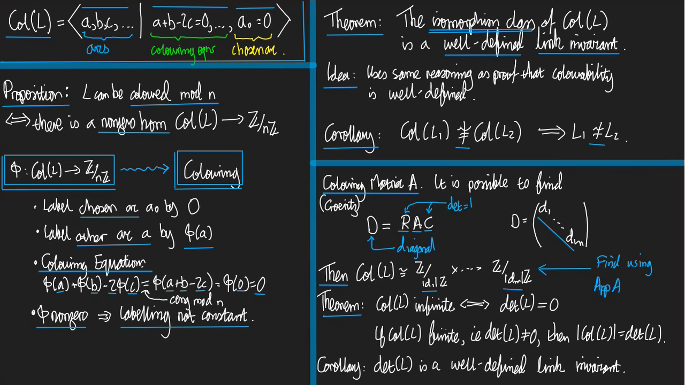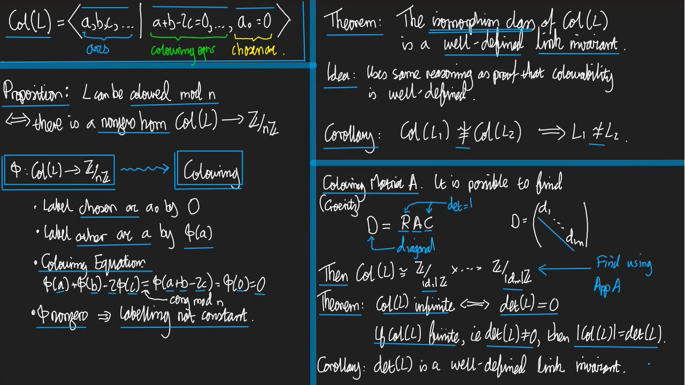Okay, theorem. The coloring group of L is infinite if and only if the determinant of L is 0. If the coloring group of L is finite, then the previous part told us that the determinant of L is non-zero, and in that case the determinant of L is the order of its coloring group. So we always know the order of the coloring group, it's the determinant. And in fact we can always get the determinant from the coloring group. If the coloring group is finite, the determinant is its order. If the coloring group is infinite, the determinant is 0.